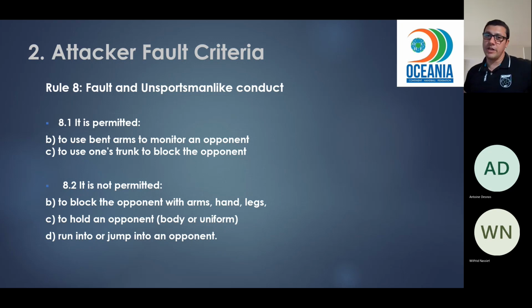You see it a lot of times with the pivot, when the defender doesn't have the right technique or is late, they use the arms or the hands or the legs to block. Holding an opponent, usually when fighting against the pivot, we see that clearly. As well, running and jumping into an opponent. That is a clear attacking fault, the clear call when an attacker jumps straight into a defender that got in the gap. That is the criteria and the rules that we apply to identify an attacking fault.